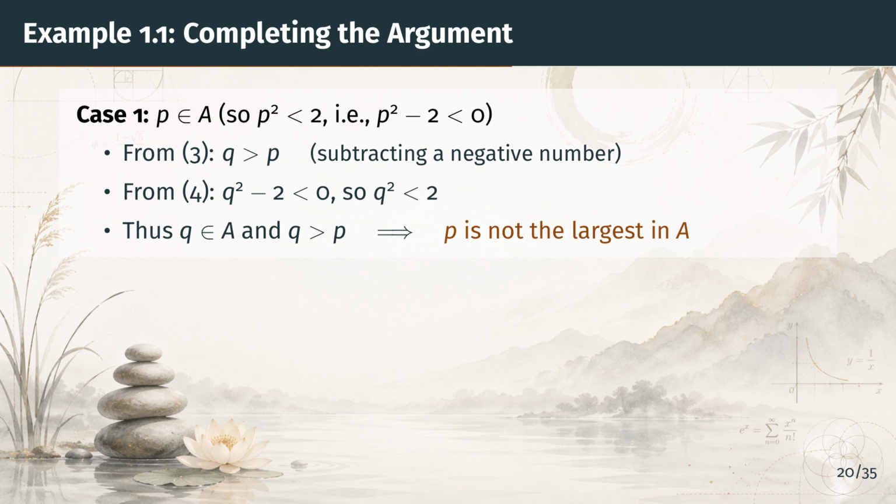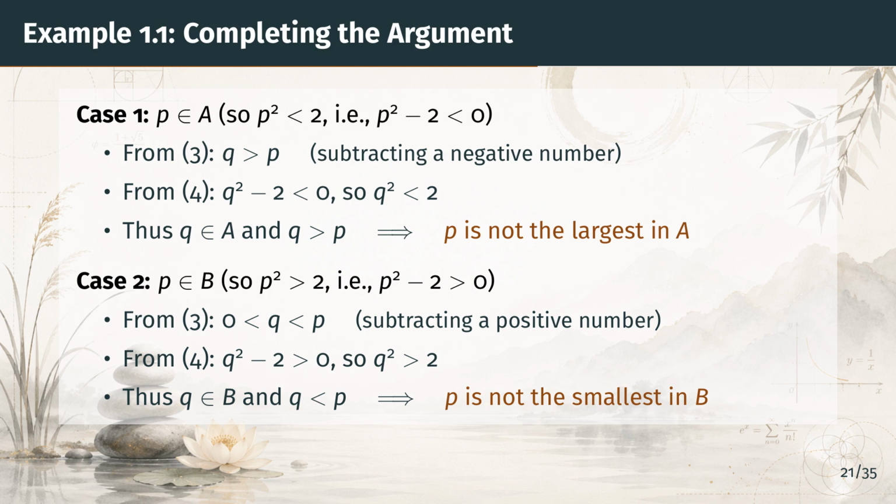Let's apply the construction. First, suppose p is in A, meaning p squared is less than 2. Then p squared minus 2 is negative. Looking at equation 3, we are subtracting a negative number from p, so q is greater than p. And from equation 4, q squared minus 2 is also negative, meaning q squared is less than 2, so q is also in A. We have found a rational in A that is strictly larger than p, so p cannot be the largest element of A.